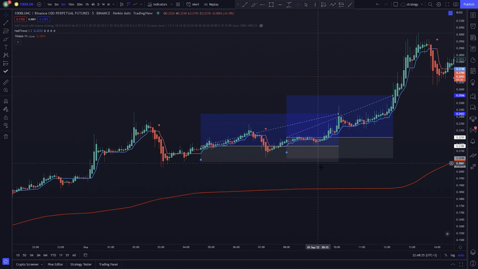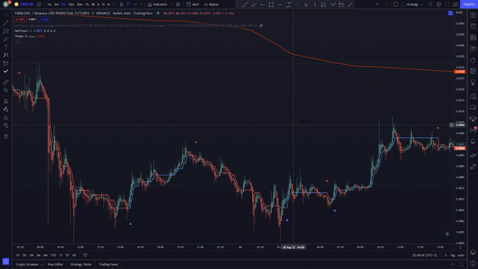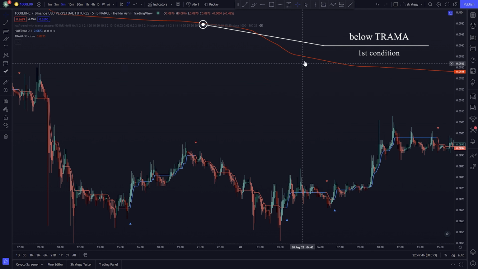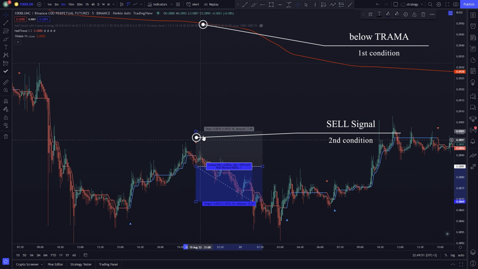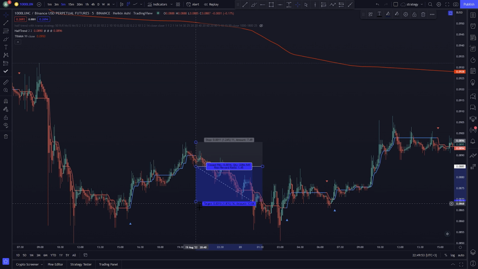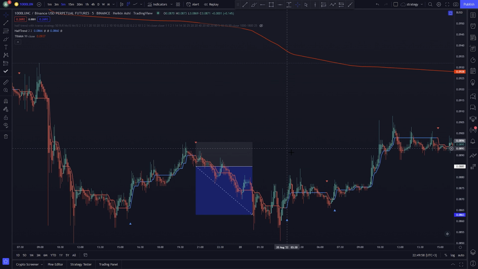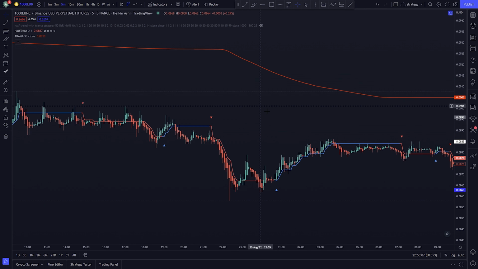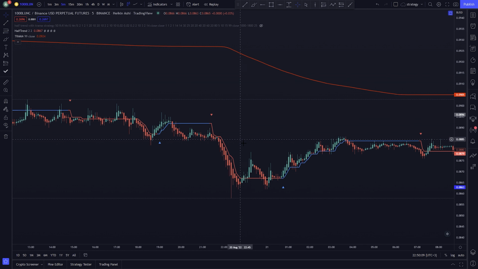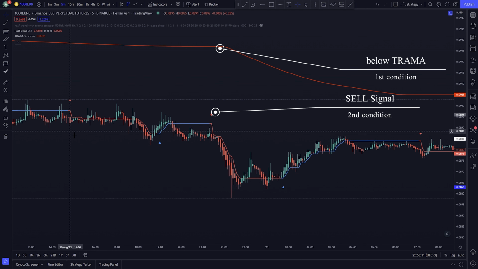And now let's move on to the short condition. For a short signal to be valid, the price must be below TRAMA, along with a sell signal from the Half Trend indicator. Now we can take a short position. Our stop loss must be above the recent swing high, and the risk to reward ratio will be 1 to 2. Here all conditions are fulfilled.